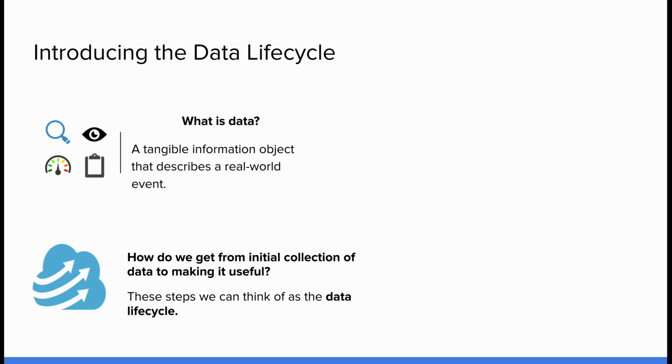The icons here represent the idea that data comes from real-world sources. It could be a reading from a sensor, an event logged in a system, or notes on something we've observed, or something else among many possibilities. How do we get from initial collection of data to turning it into something useful? This is where the data lifecycle comes into play.